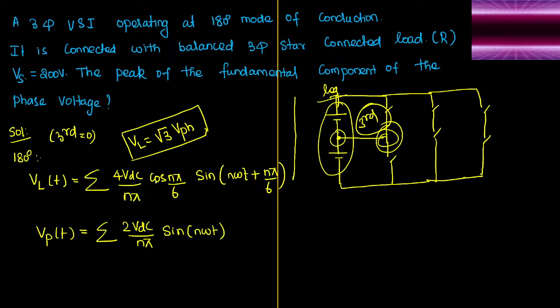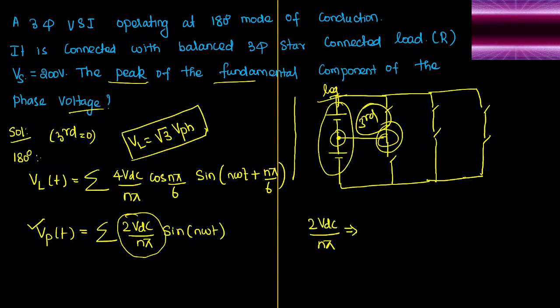This is for 180-degree mode of conduction. In your question, they are talking about 180-degree mode of conduction only. What they are asking is the peak of the fundamental component of the phase voltage. See, this is the phase voltage of the 180-degree mode of conduction, and what is the peak voltage? This is the peak voltage. So 2 VDC by n pi is the nth order peak voltage.